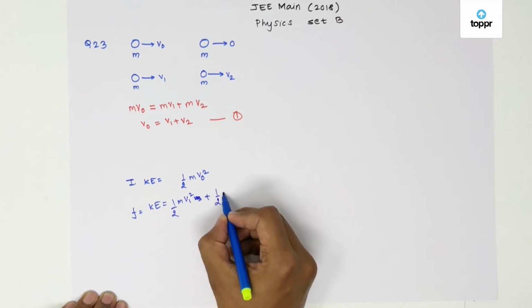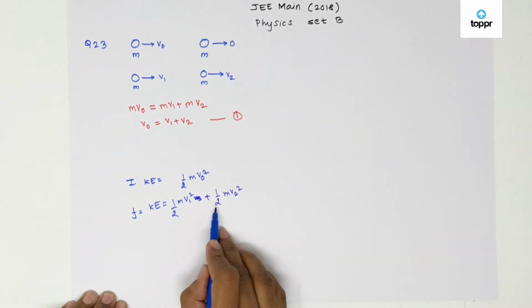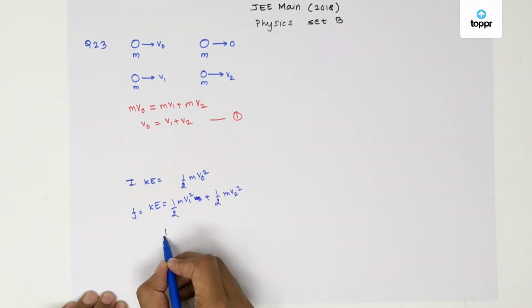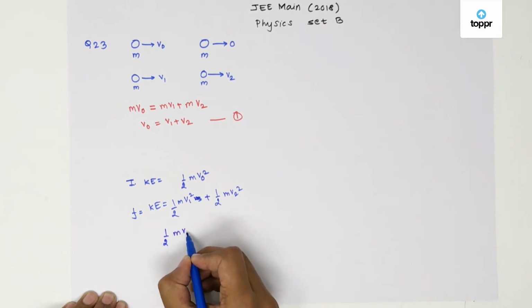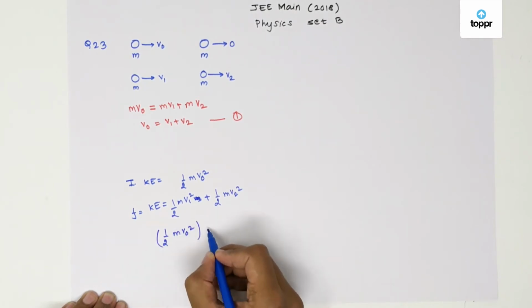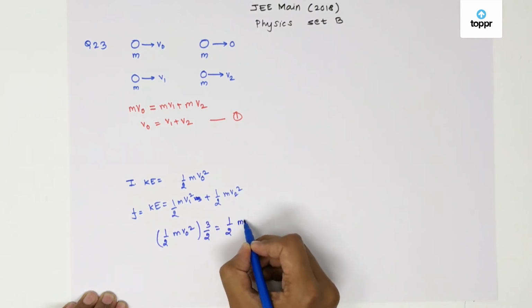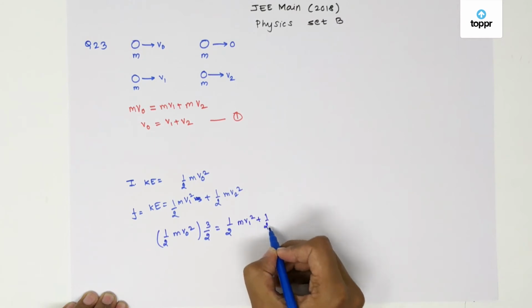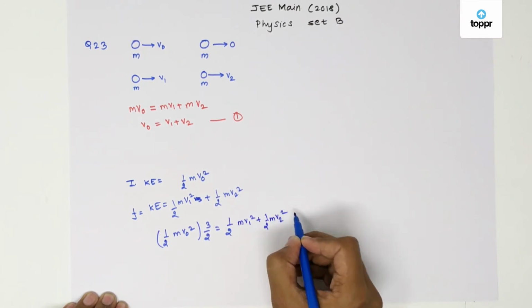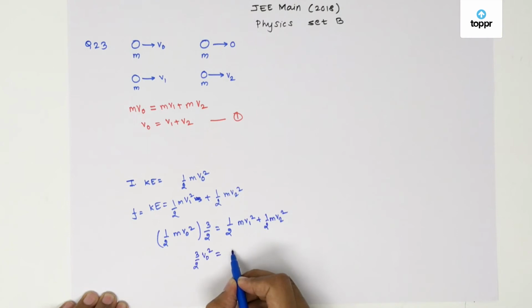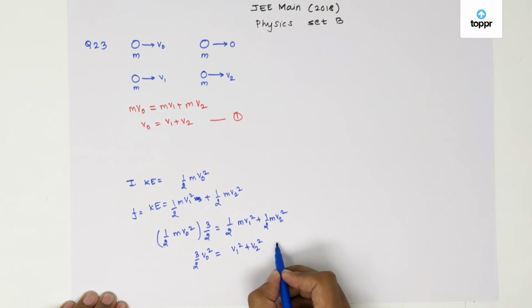plus half of m v2 square, and this is 50% greater than this, so I can write 1 by 2 m v0 square multiplied by 3 by 2 is equal to 1 by 2 m v1 square plus 1 by 2 m v2 square. So solving this a bit, I get 3 by 2 v0 square is equal to v1 square plus v2 square. This is my equation 2.